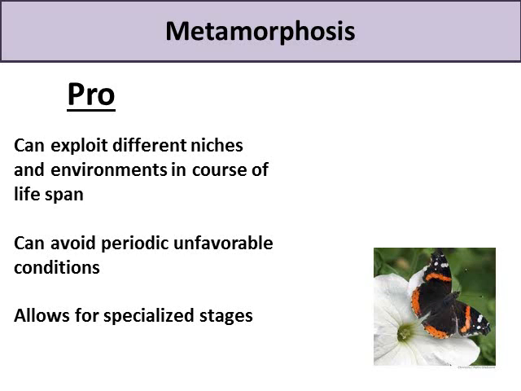So one of the biggest is that it can exploit different niches and environments in the course of a lifespan. So this goes along with the last one. It allows for specialized stages. And the middle one, you can avoid periodic unfavorable conditions. If we look at the example of a butterfly, so let's look at, say, some of our local butterflies, some of our small blue butterflies. They, over the winter, during the rainy season and the driest parts of the summer season and into the fall, go into a resting stage, and that stage is as a larva.